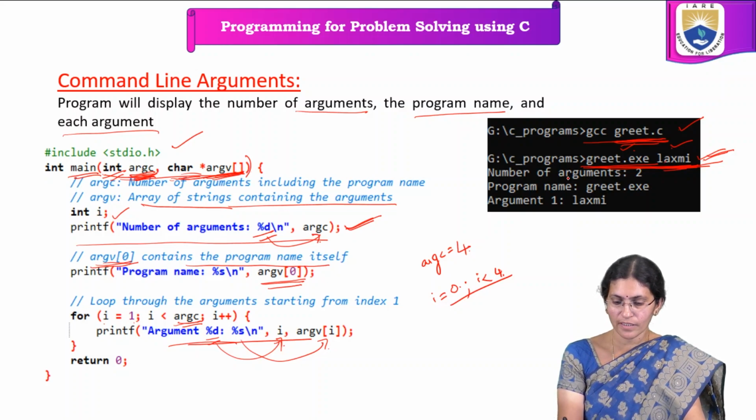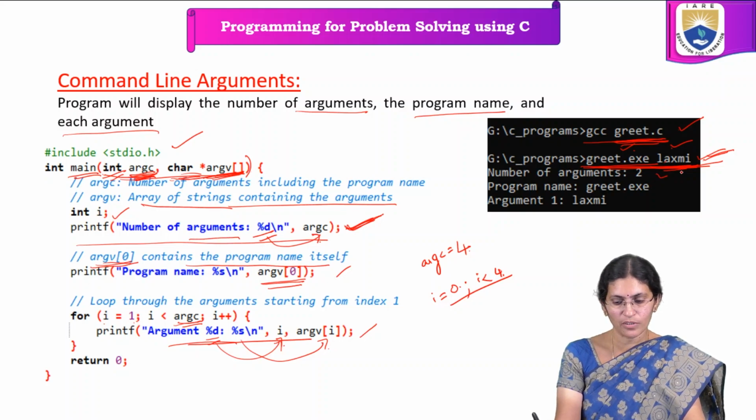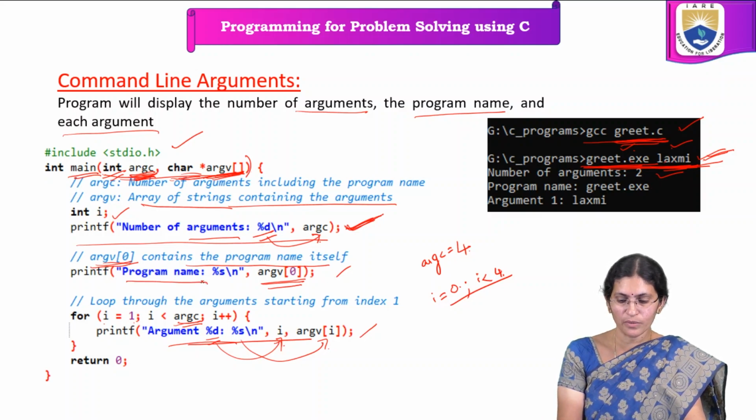Here you can see the output of this program. There are 3 printf statements. One printf statement gives the number of arguments. The number of arguments is 2, including the program name, so it gives the count of the arguments. So count is equal to 2 here. Then the name of the program.